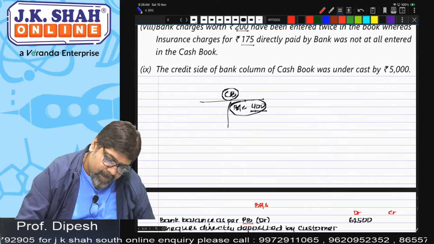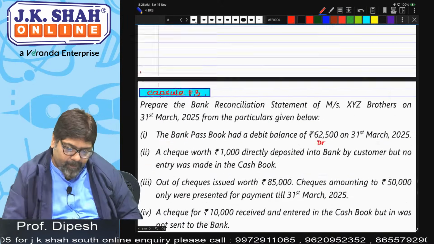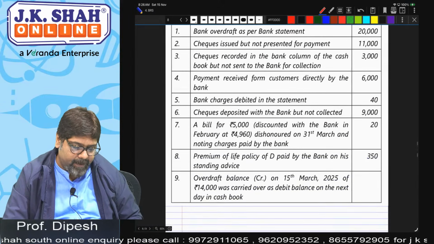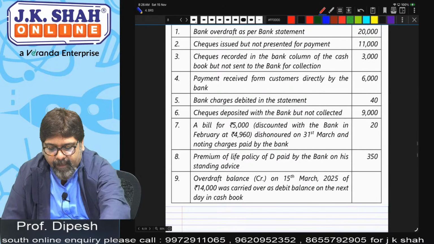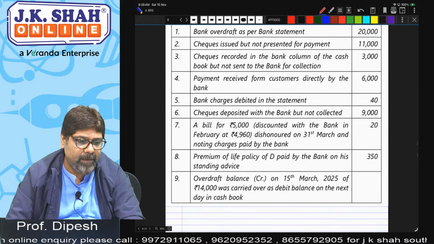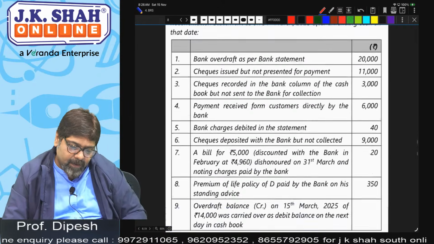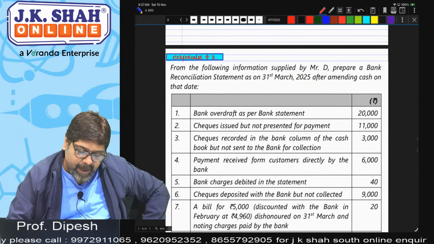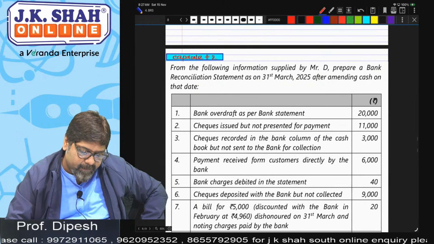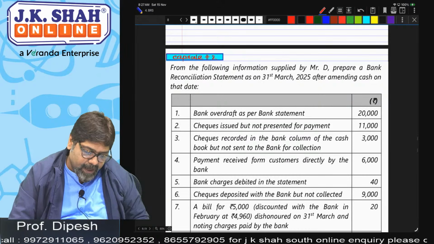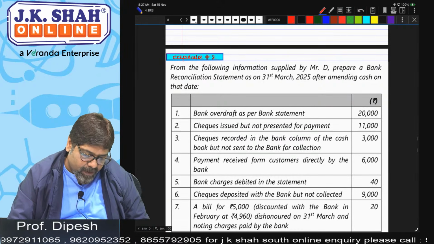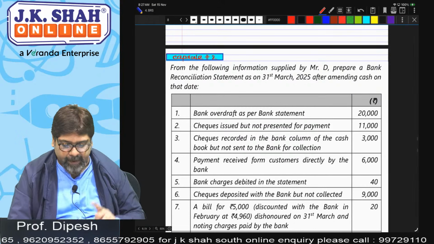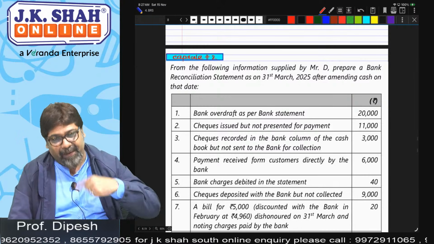Yes sir. Now, this is the sum which came in this attempt. Now let's read. From the following information supplied by Mr. D, prepare a bank reconciliation statement as on 31st of March 2025 after amending the cash book on that date.